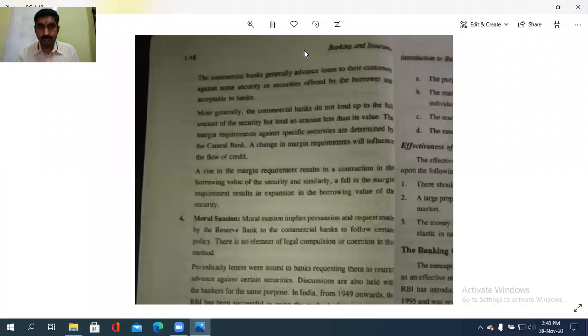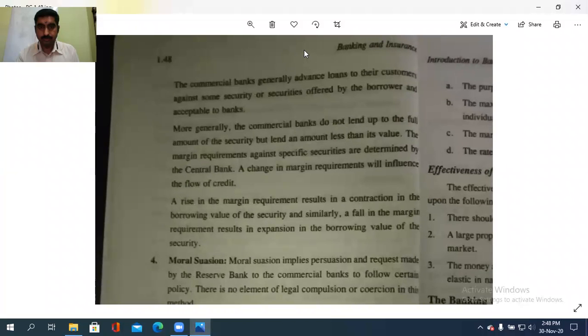That is, the commercial banks generally advance loans to their customers against some security, collateral securities, or the securities offered by the borrower and acceptable to the banks also. So in some cases, loans are provided on the basis of what? Hypothecation, or that is what is there on the base of the collateral security against something by the borrower. So that is the case.